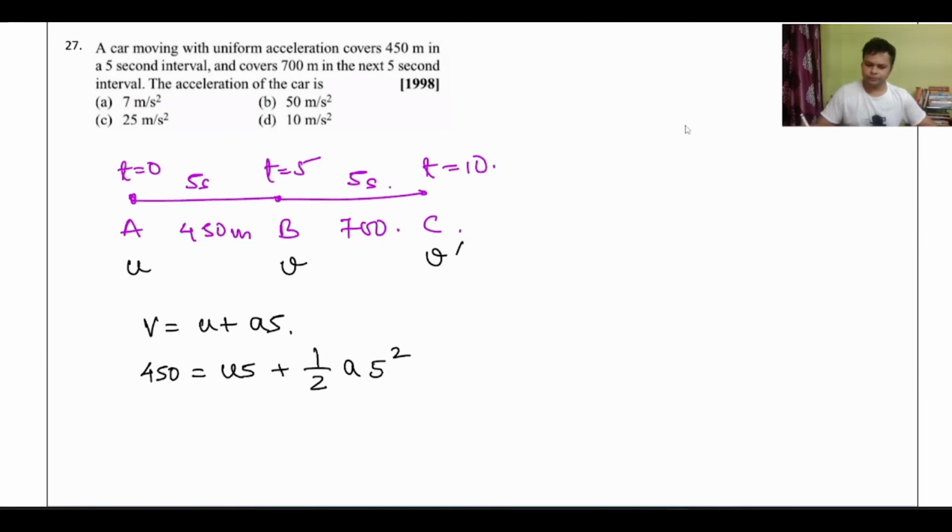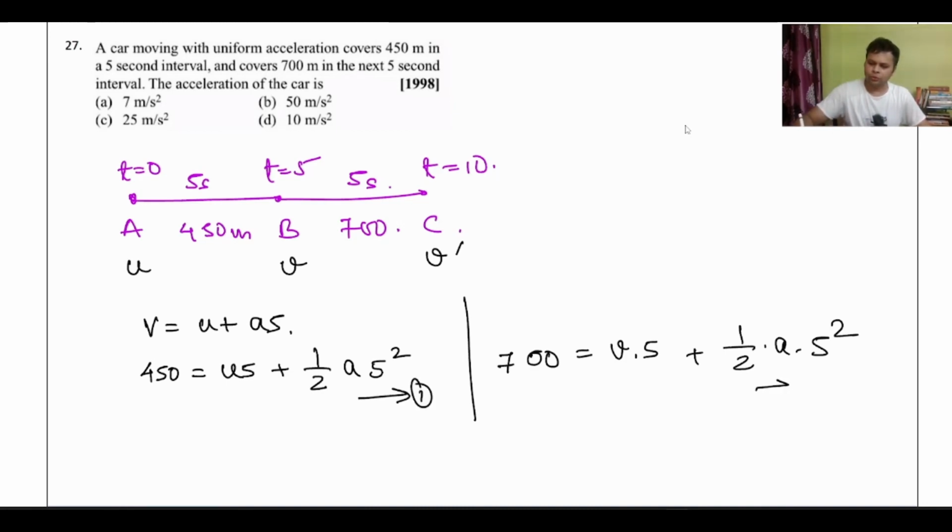Okay, now this was from A to B. From B to C, I can write the equation: 700 is equal to v into 5, the initial velocity into time taken, which is again 5, plus, since the acceleration is constant, half into a into 5 square. Let me call this equation number 1, and this equation number 2.